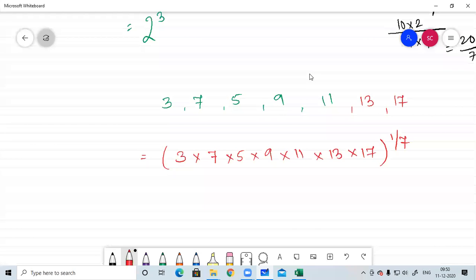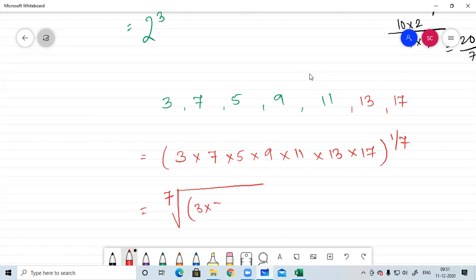Is this clear with you? Yes, sir. So that's all, you leave the answer. At the most, you can further write it under root 7 of 3 into 7 into 5, or you can solve it and write whatever the output is and leave the answer here. Okay.